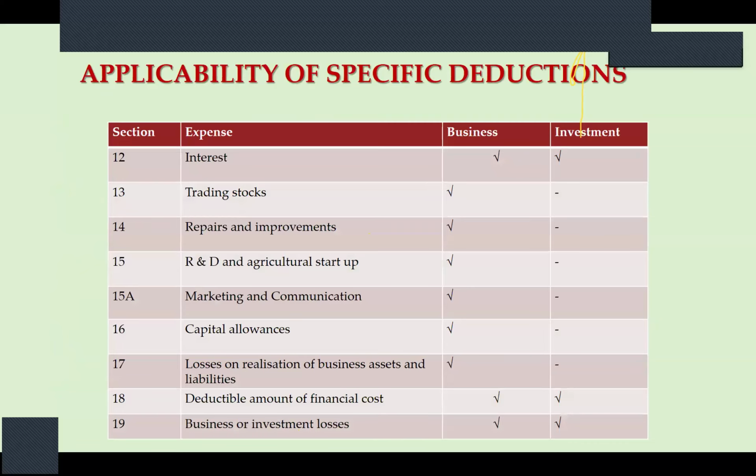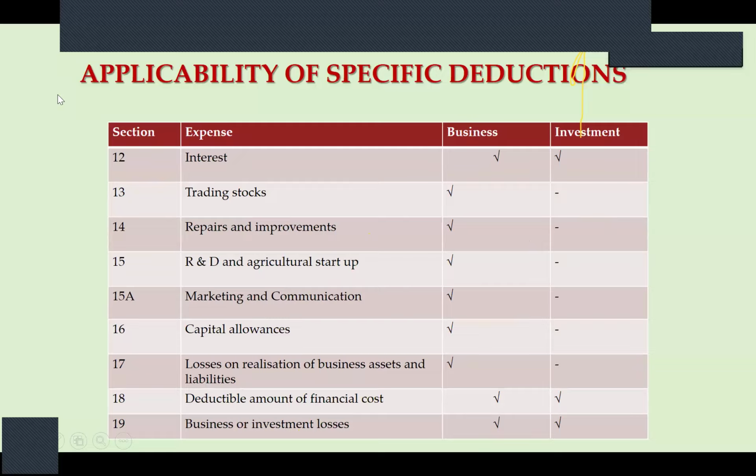So this is just a summary. I have mentioned section 12 to 19 are specific deduction rules. Even though those deduction rules are applicable both to business and investment sources, some specific deduction rules are applicable only to business. Some specific deduction rules are not applicable to investment source. So that is why I have given you this table.